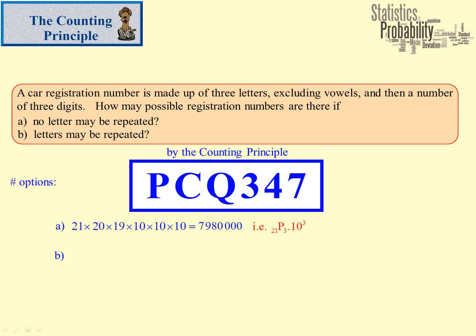If the letters may be repeated, then we're no longer going to say 21, 20, 19, because that can have 21, so can that, so can that. And the same as the digits, and therefore 21 cubed times 10 cubed.